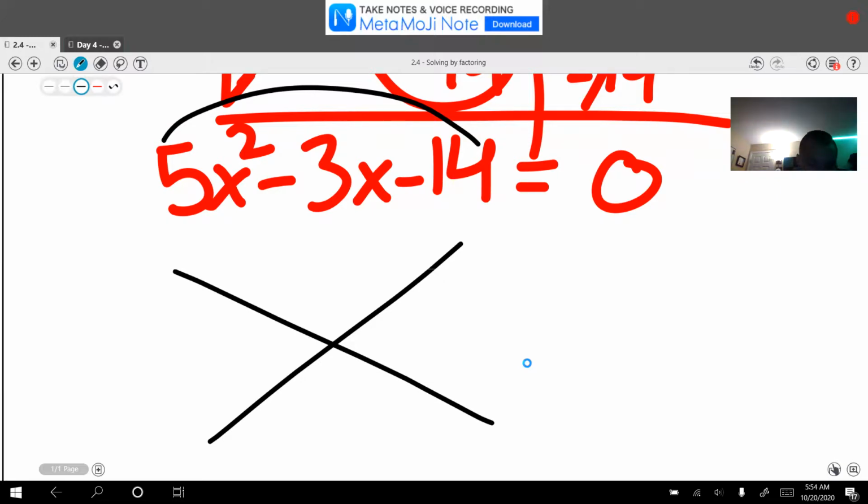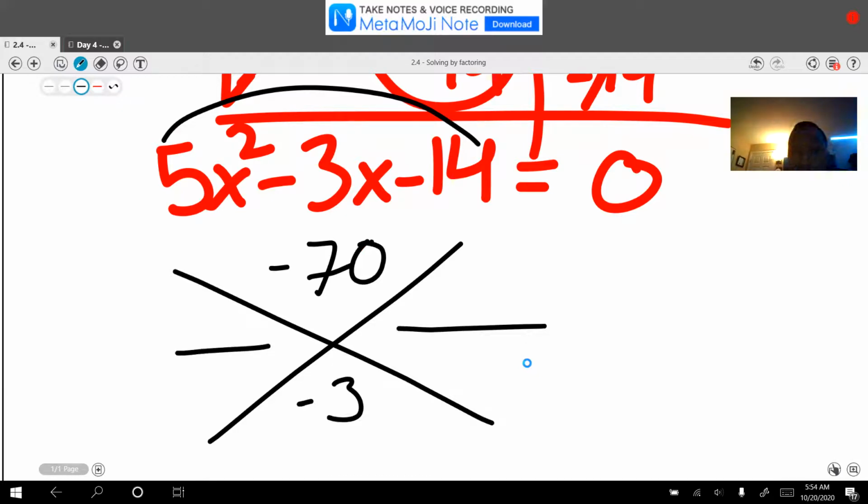So that's going to be 5 times 14, which is 70. And then my b value is negative 3. So now I need to find two numbers that multiply to negative 70 and add up to negative 3. Let's see. Nope. Oh, 7 and 10. So 7 and 10 should work if I make the 10 a negative.